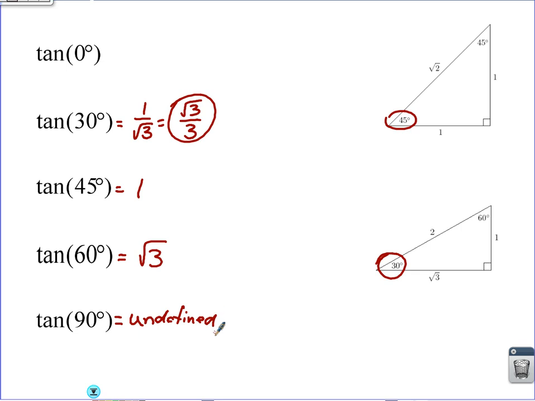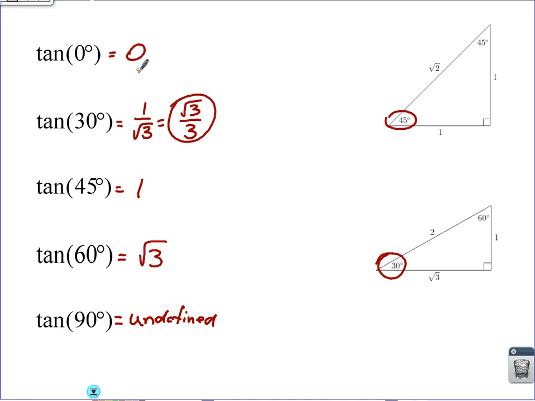Because think about what we said a while ago about the opposite side. As you approach 90, that opposite side approaches 1 whole, but the adjacent side would be shrinking and would approach 0. And anytime you have 1 whole over 0, you can't have a 0 on the bottom. It's undefined. So therefore, the tangent of 0 is 0.